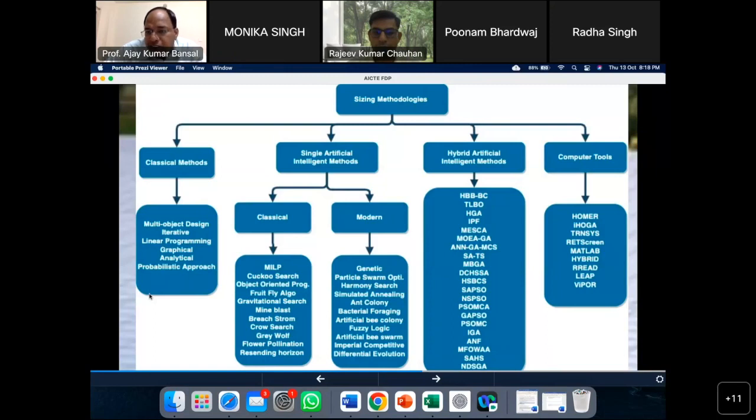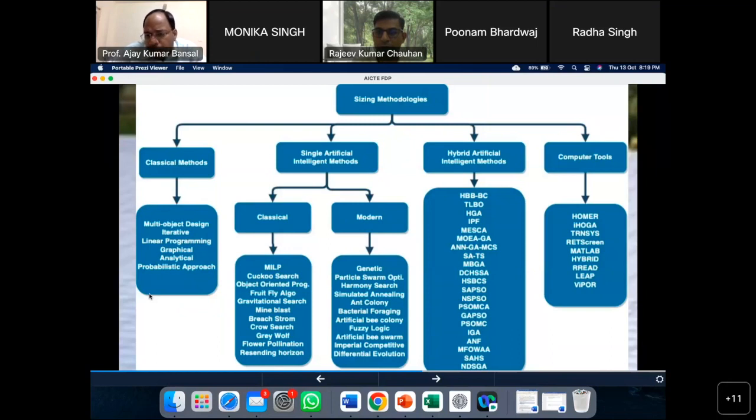Then there are some computational tools available which can be used for hybrid energy system optimization. The most commonly used is Homer software. 80 to 90% of the research in hybrid energy system optimization is done with the help of Homer. If you search hybrid energy system optimization, you get almost 80% of papers using Homer as the software tool. Because it is location dependent and load dependent, Homer accommodates this and gives you the result.